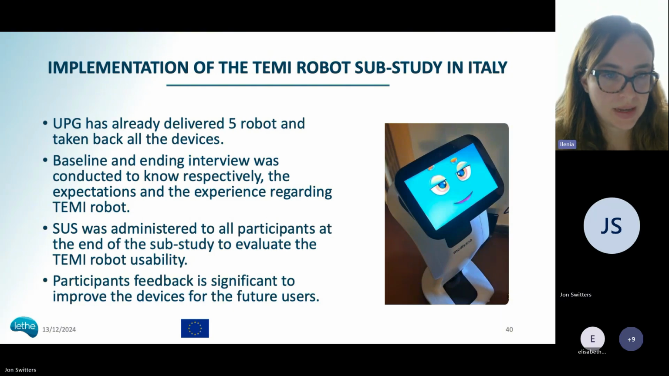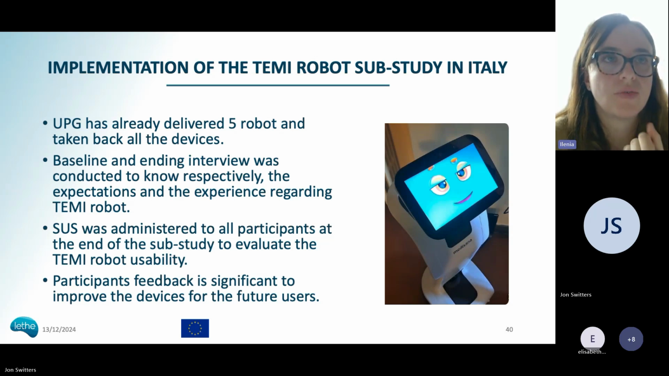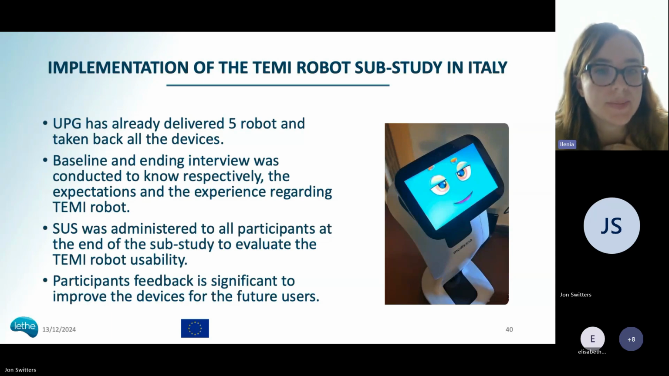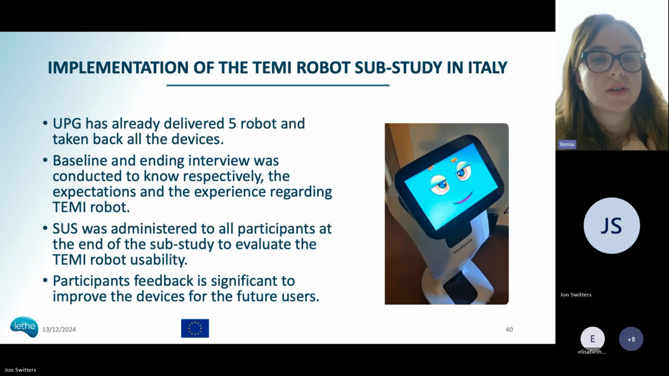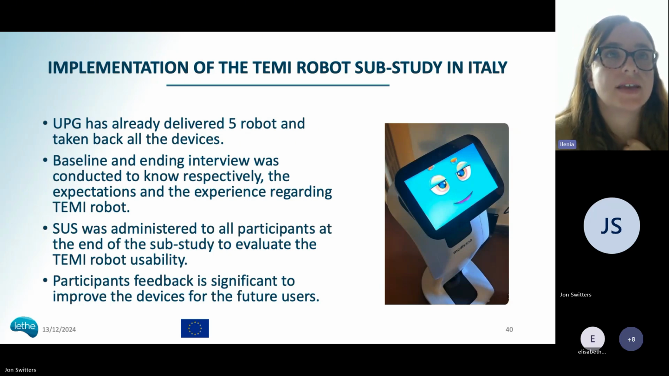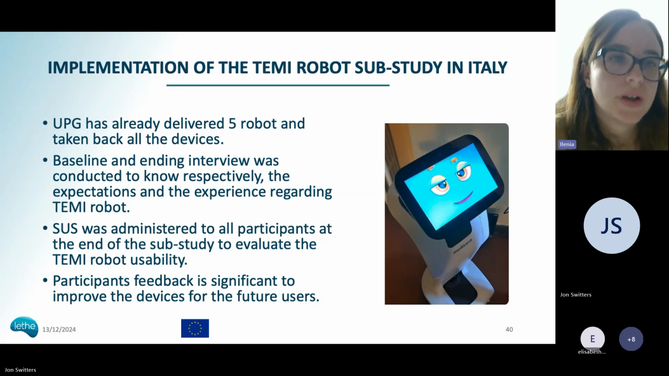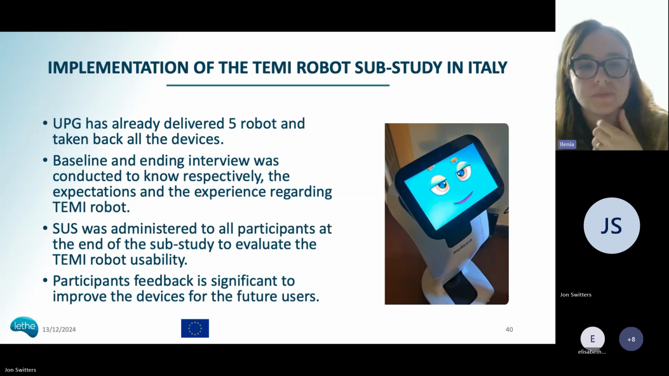Also, the System Usability Scale was administered to all participants at the end of the study to evaluate the usability of the Temi robot. And the feedback of the participants is very important to improve the devices for the future users.